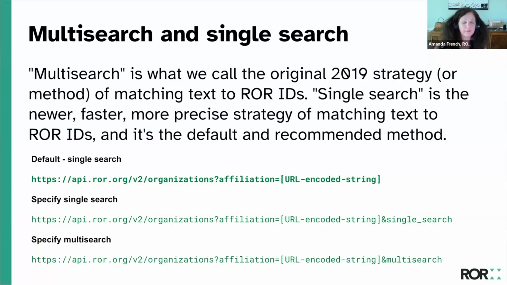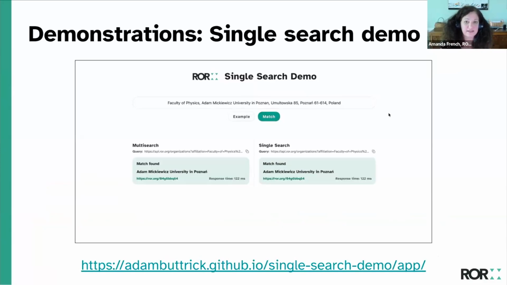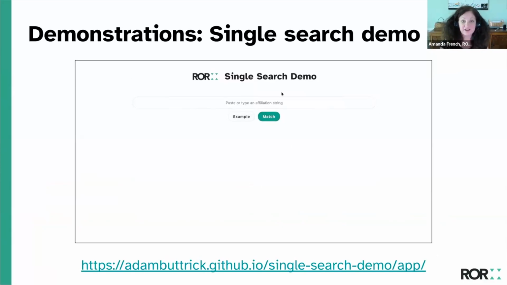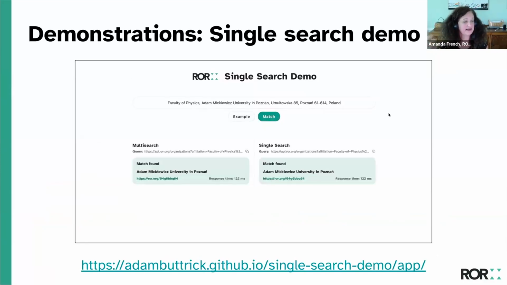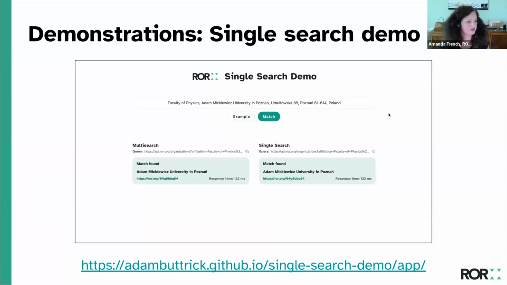And if you're a developer, you should know that you can get the ROR API code in its entirety from GitHub and run that locally using Docker. We'll go on now to talking about these demonstrations. So again, when we do these exercises, there are a number of ways that you can test this out. If you're not a developer, one of the easiest is just to go to this link and type in any affiliation string. This is really built to compare the multi-search and single search strategies, but you can just use it to look at the single search, which is the default and recommended one if you like.